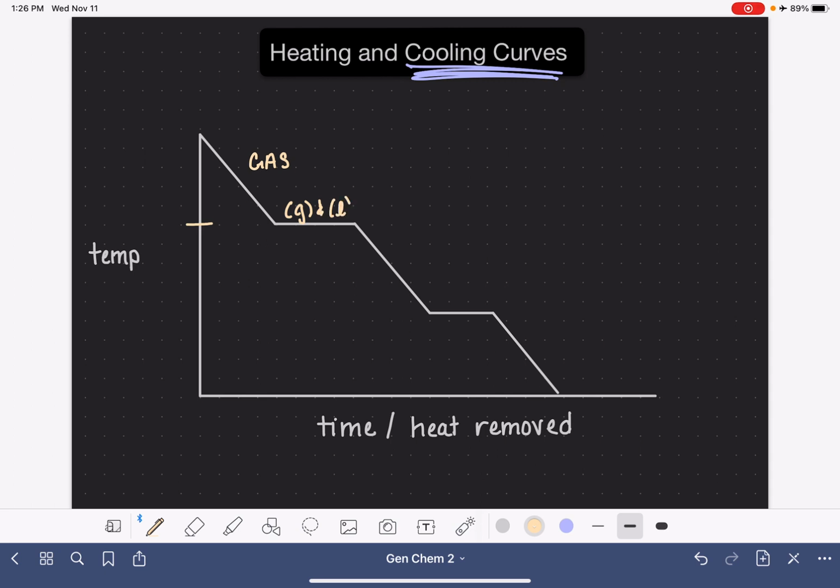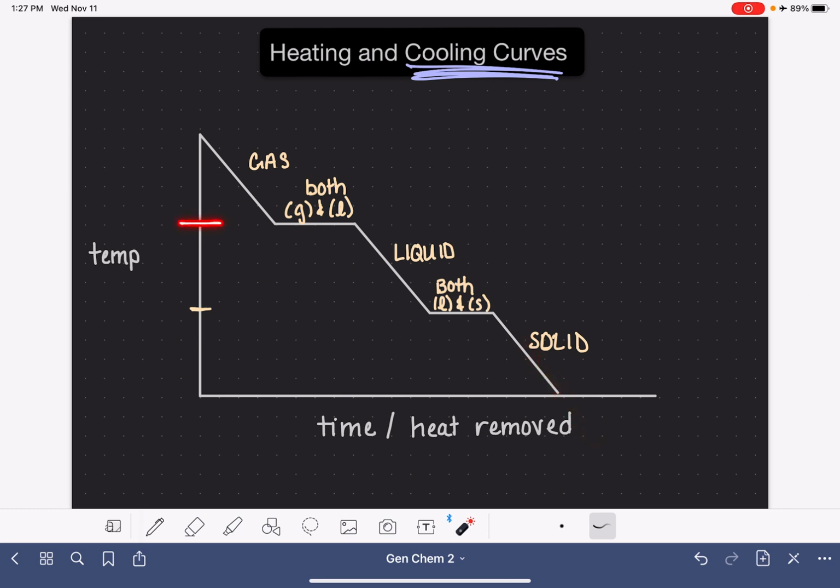liquid coexisting simultaneously as the substance condenses, turns from a gas to a liquid. Then we have our substance in the liquid phase as the temperature is decreasing until we get to our second plateau, this temperature over here. And at this plateau, this is where we have both liquid and solid, because this is where we're freezing. And then once everything gets frozen, we have solid down here. Theoretically, the temperature drops to infinity.